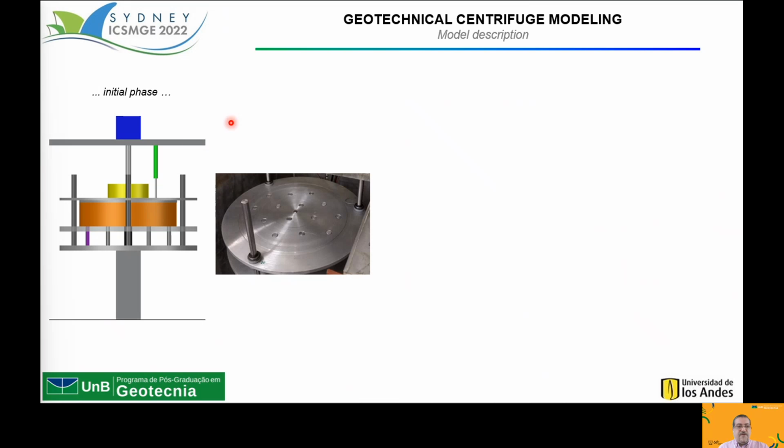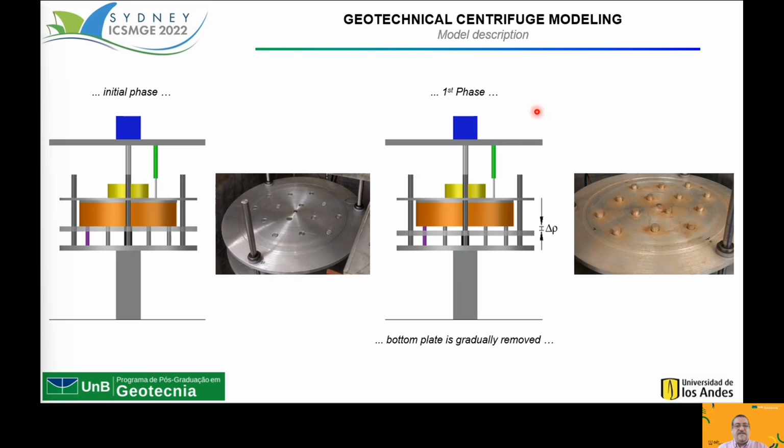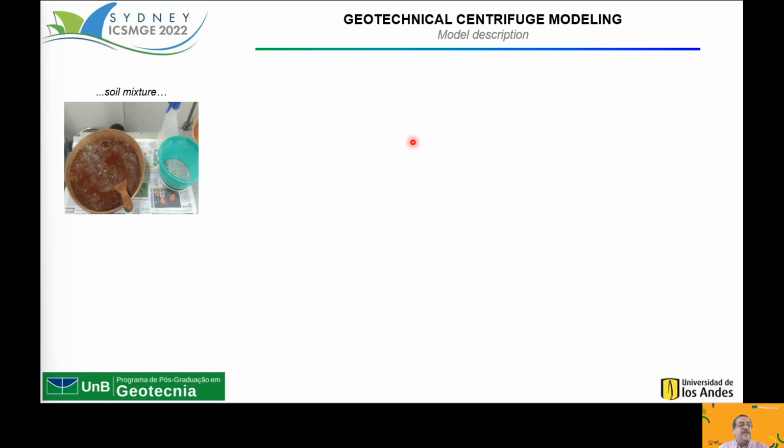The modeling was done in two phases. Basically, this is the initial phase, when the compacted soil was placed in the model on top of the plate and the inclusion caps. In the first phase, the bottom plate was gradually removed, and in a second phase an external load was applied after the bottom plate was totally removed.